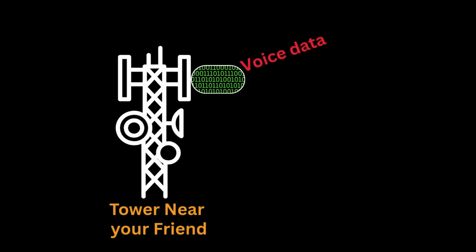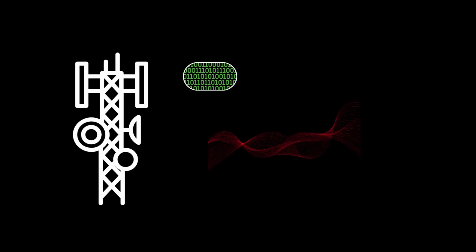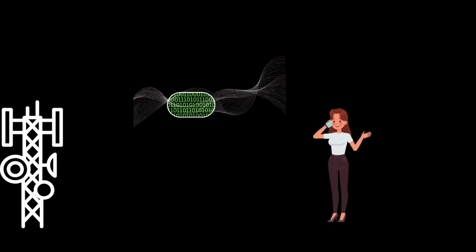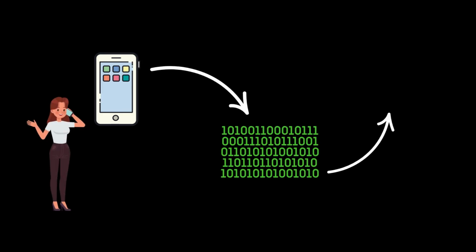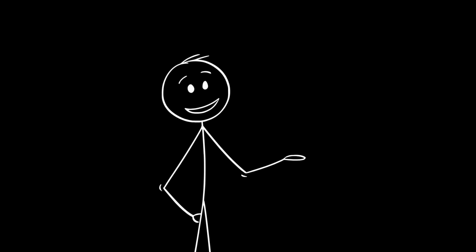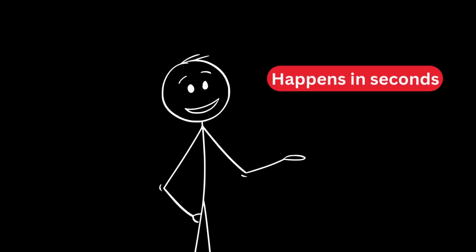Finally, the tower near your friend takes those numbers, puts them into another wave, and sends that wave flying to your friend's phone. Your friend's phone catches the wave, reads the numbers, and turns the numbers back into your voice. Remember, everything happens in just seconds.